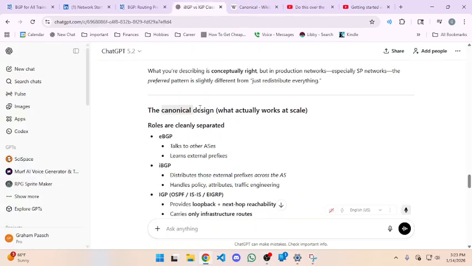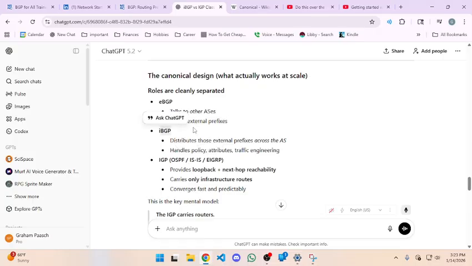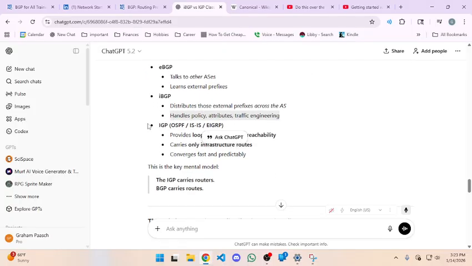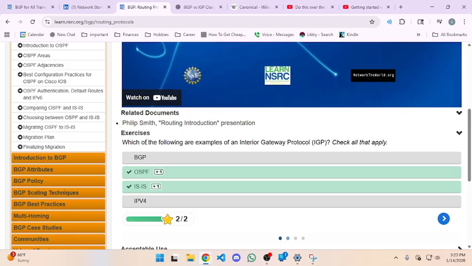So the best design, essentially, is what actually works at scale. The roles are cleanly separated, so eBGP talks to other autonomous systems and learns external prefixes. iBGP distributes those external prefixes across the AS and handles policy attributes and traffic engineering. Even if you made this distinction between eBGP and iBGP, the best answer to this question would be leaving iBGP unchecked.